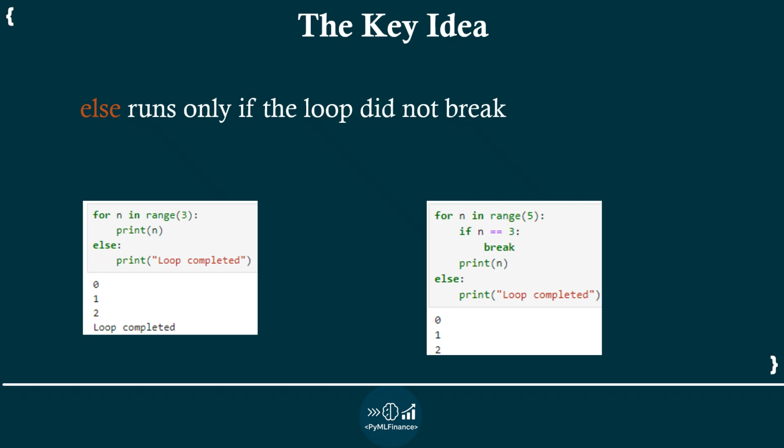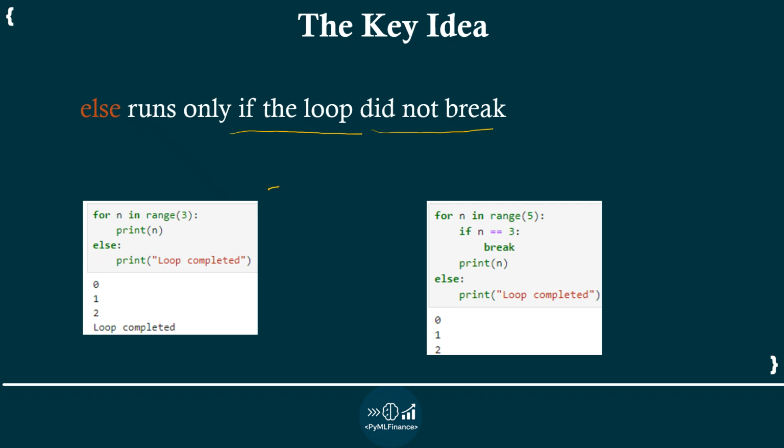All right, so this is the single most important rule to remember. The else block runs only if the loop finishes without encountering a break. Okay, if there is no break in the loop. If the loop stops for some reason, let's say because of a break, the else block will not run at all. Okay, so let us see the example here.